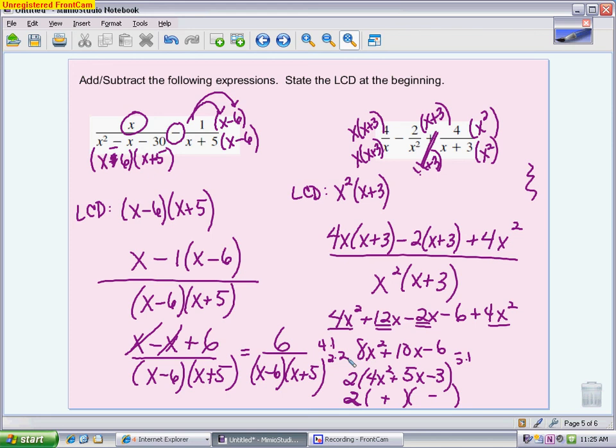You could also run through a basic quadratic formula to check to see if you're getting any rational answers. Since it doesn't, my final answer then will just be this numerator, 2 times 4x squared plus 5x minus 3 over my common denominator that I had all along, which was x squared, x plus 3. And that is my simplified answer. It's as far as I can go with that.